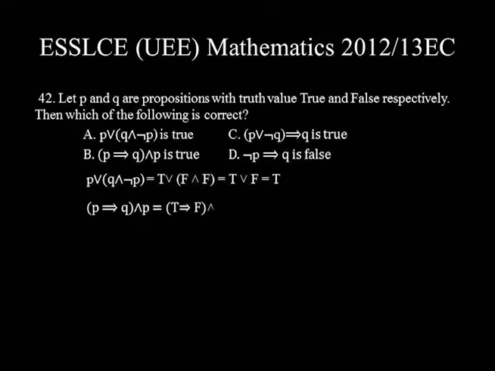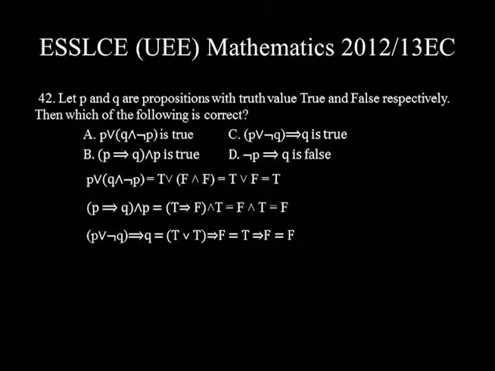Choice B: P implies Q and P. P is true, Q is false, and P is true, so this equals true implies false and true. True implies false is false, and false and true is false. Choice B is not correct. Choice C: P or negation of Q implies Q. P is true, Q is false, so negation of Q is true. This equals true or true, which is true, implies false. True implies false is false. Choice C is not correct.